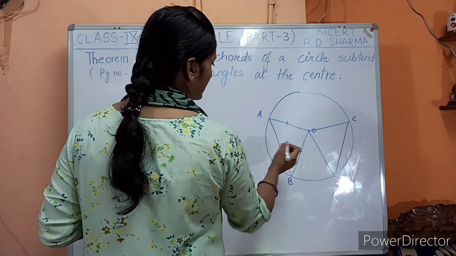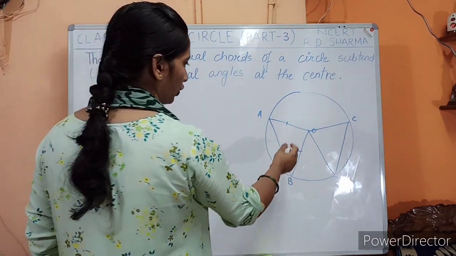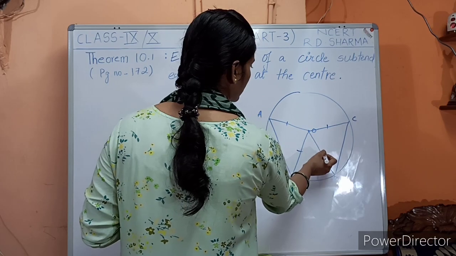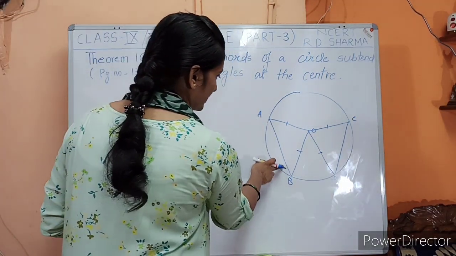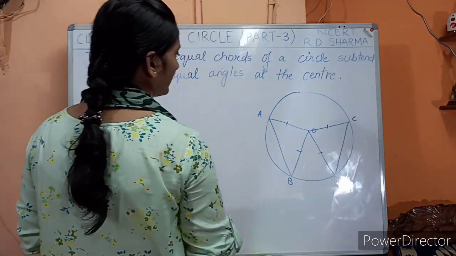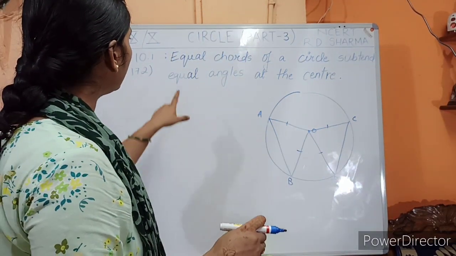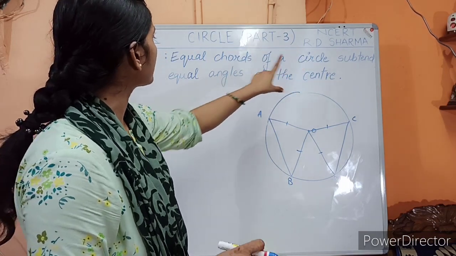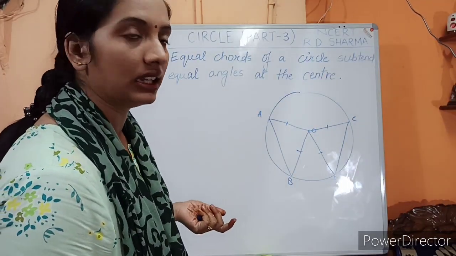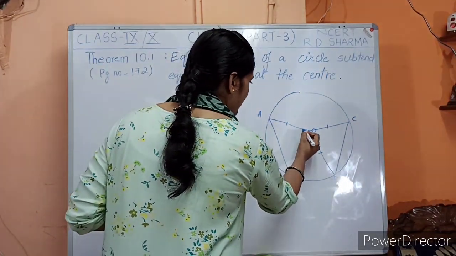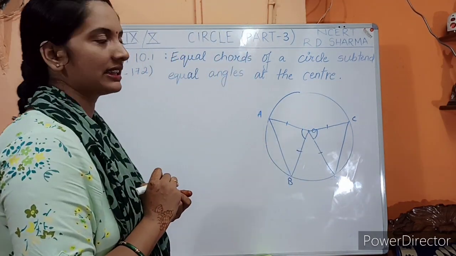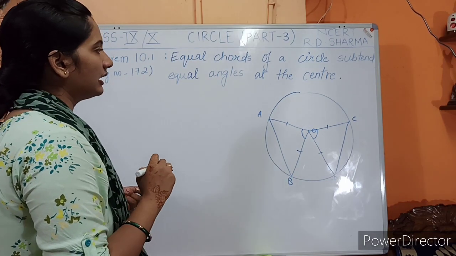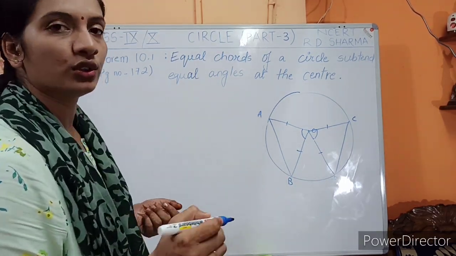Here OA and OB are the radii. Similarly, OC and OD are radii. AB is a chord, CD is a chord. Now the theorem says that equal chords of the circle subtend equal angles. Now where is the angle? Here is the angle. At the center, in between the radii, we can see two angles, and these two angles must be equal. That we need to prove.